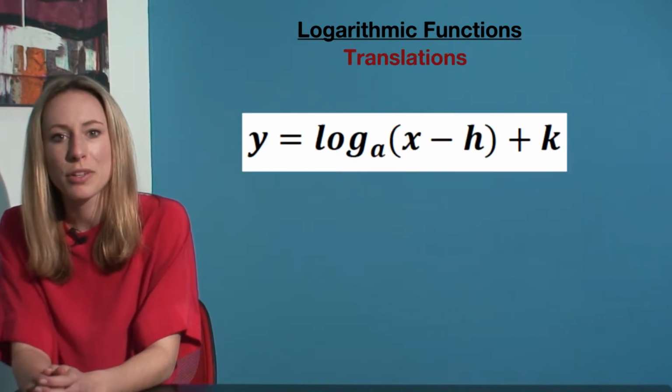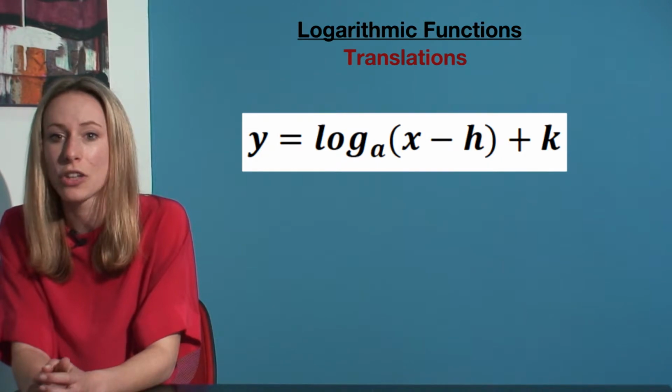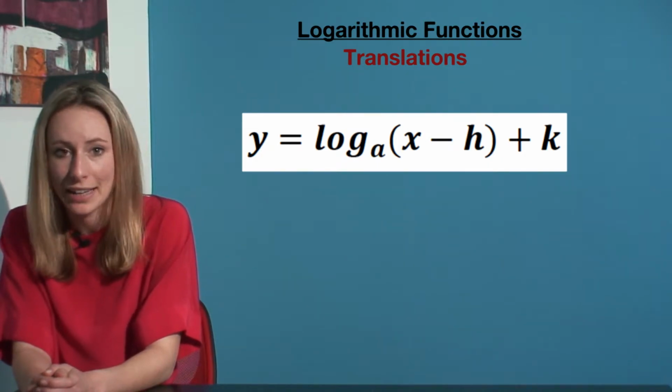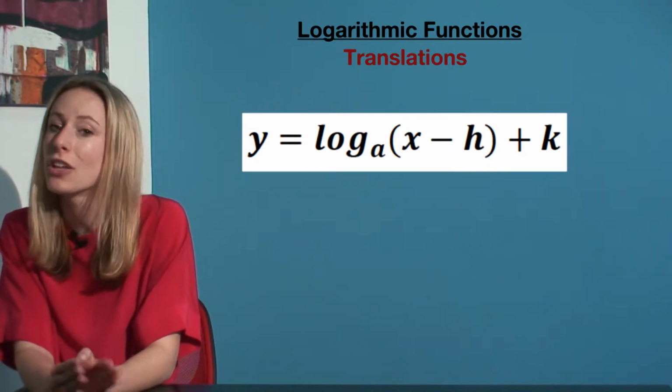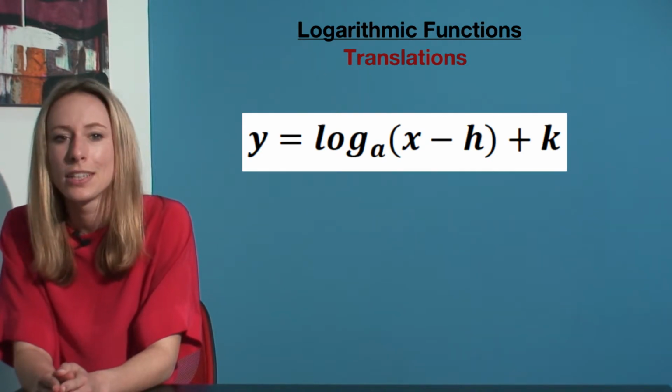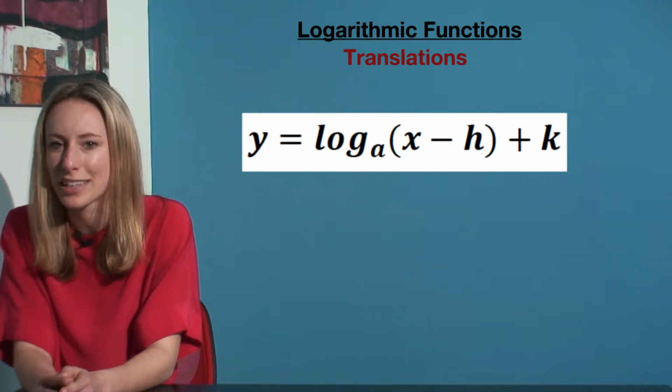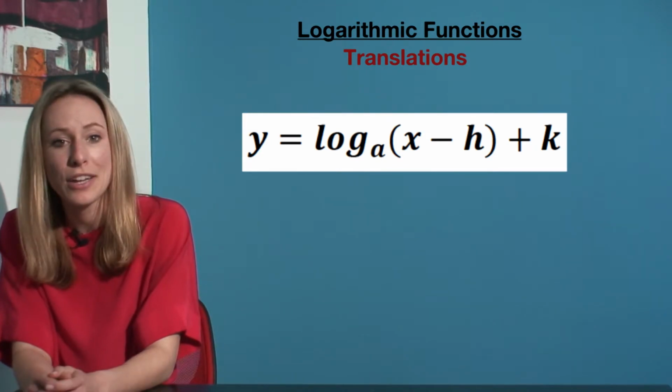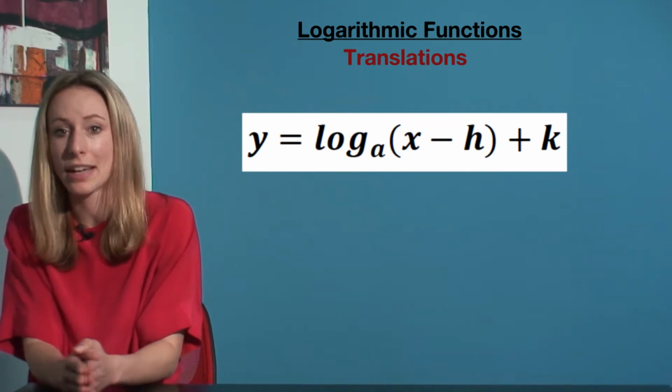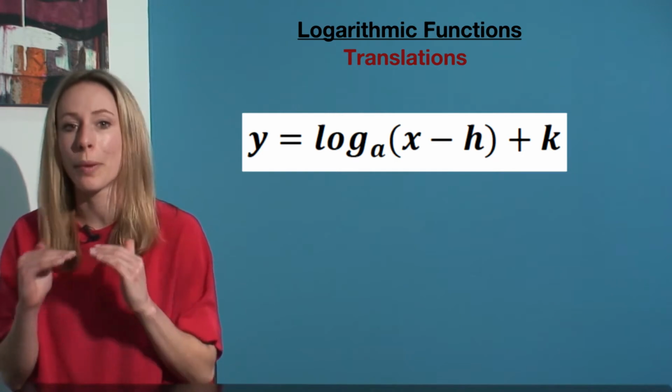If we represent the logarithmic function in the form of y equals log of x minus h, plus k, then we can see how the function shifts along the x and y-axis. The rules of sketching this function are similar to the exponential function. In this equation, h represents the shift along the x-axis, and k the shift along the y-axis.